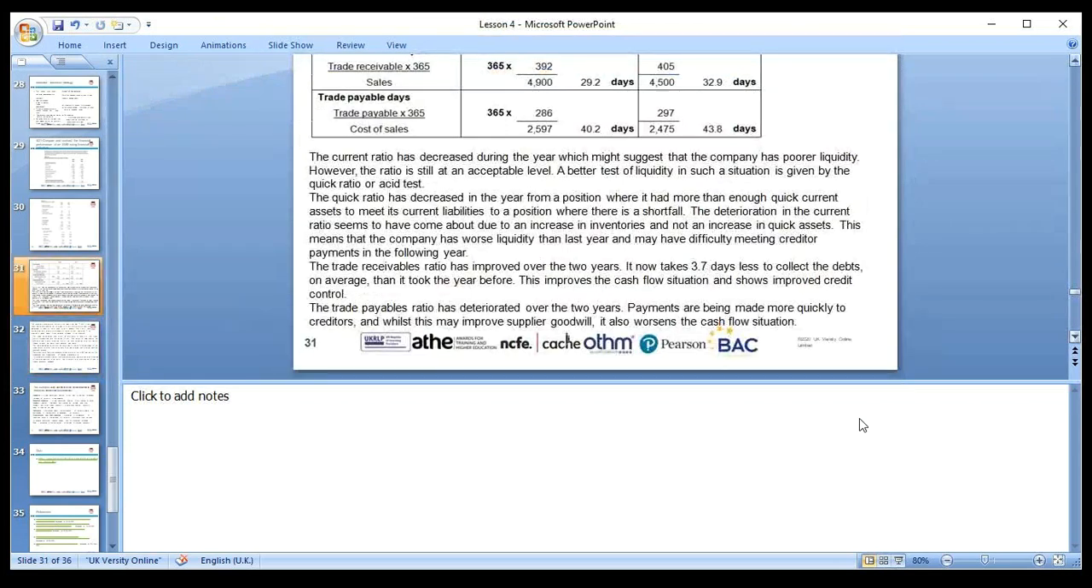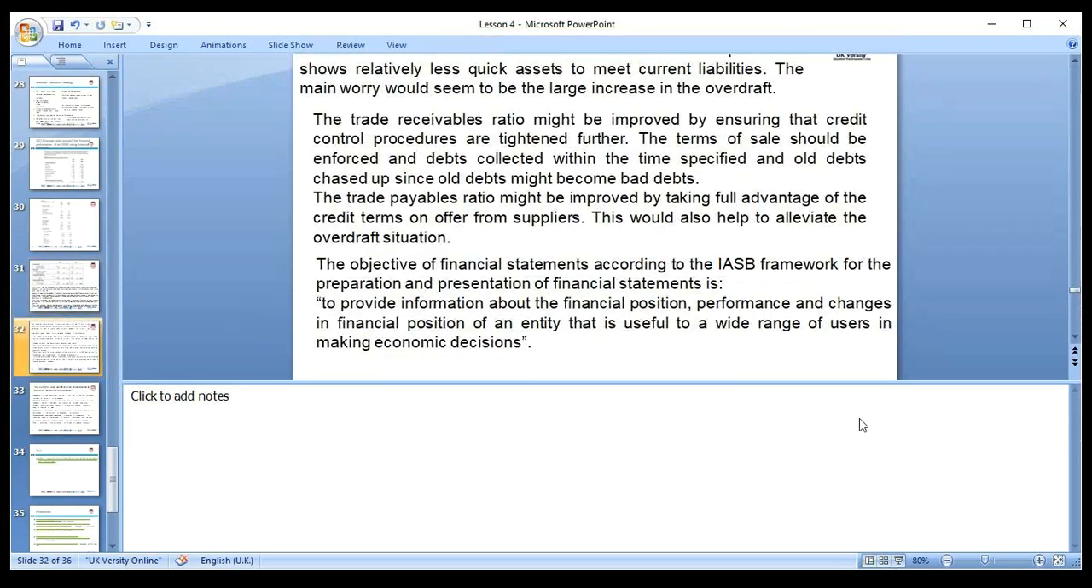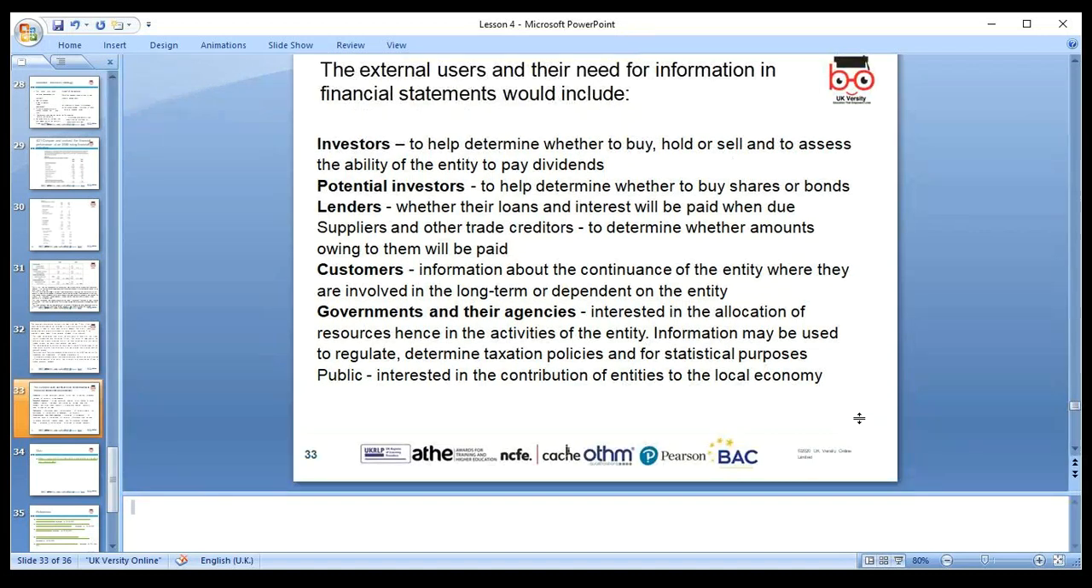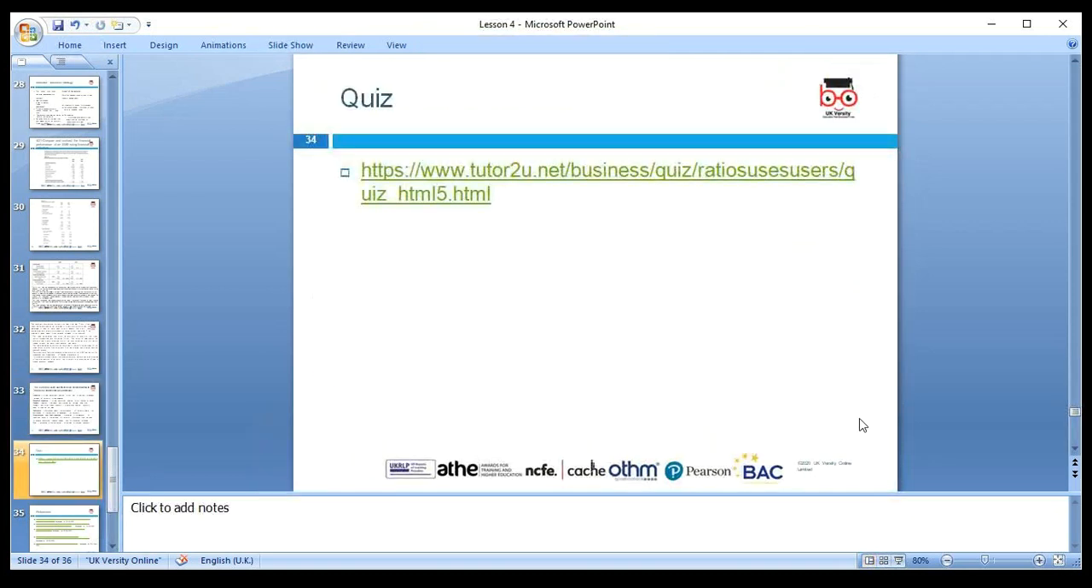No. Okay, then the next slide is all about how it shows relatively less quick assets to meet the current liabilities. Based on your objective, this can vary from individual to individual and company to company. Maybe some people say Bitcoin is really good, and some say they don't want to take the risk. So it's up to them. We need to look at what objectives we can achieve, as different users use it differently.